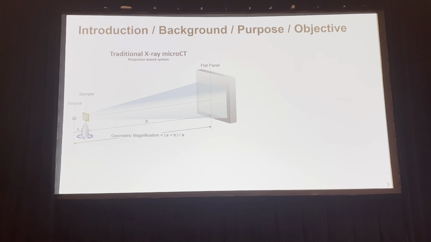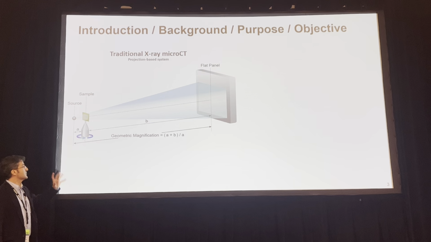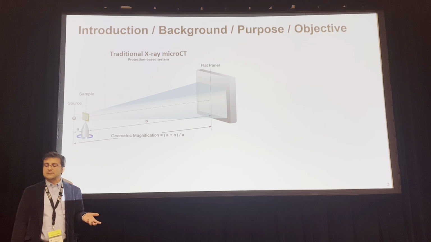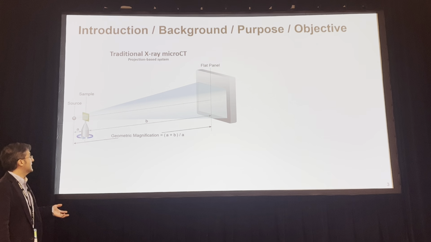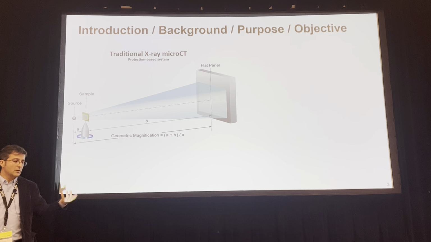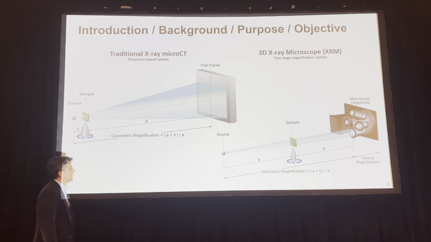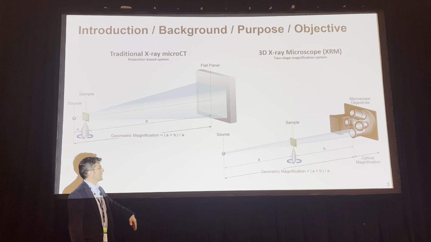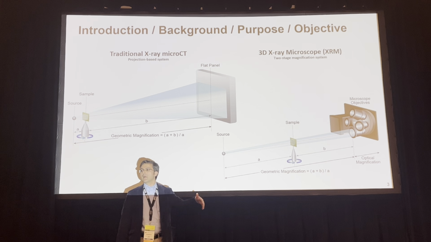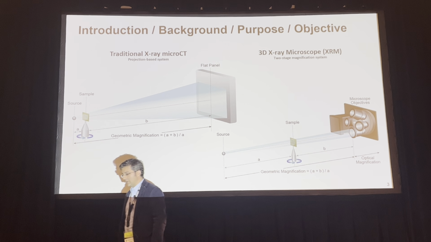I'm going to start by explaining a little bit of the different techniques of X-ray computed tomography and X-ray microscopy. The classical approach to X-ray computed tomography is a simple setup consisting of a flat panel detector, an X-ray source, and a place where you put your sample, which rotates to collect a set of projections and then create a 3D reconstruction. A more advanced approach is X-ray microscopy, which adds a set of lenses that give you optical magnification.